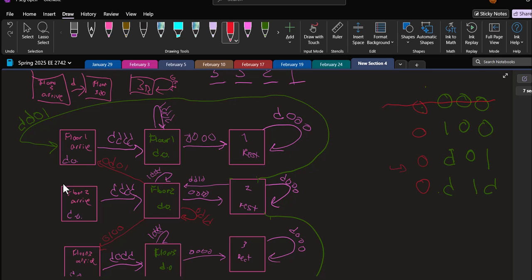So now let's start with, y'all want to go to floor 1 rest or floor 3 rest? Doesn't matter, we do 4-1. Okay, so we'll go to floor 1 rest. I'm gonna delete these over here.